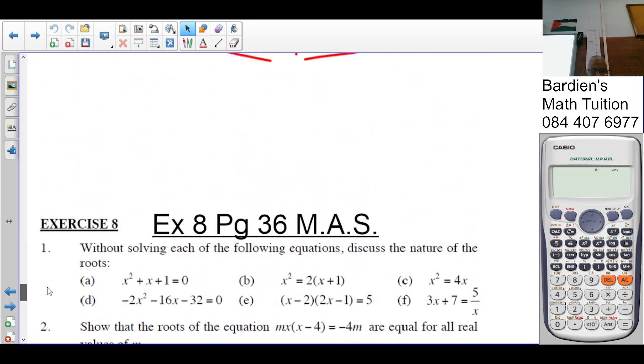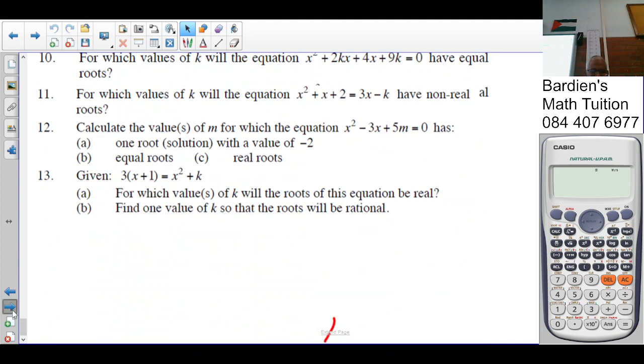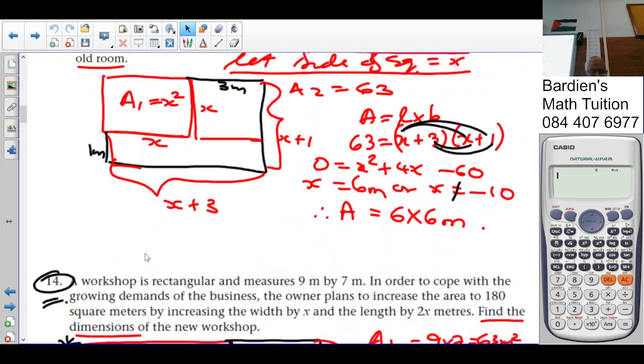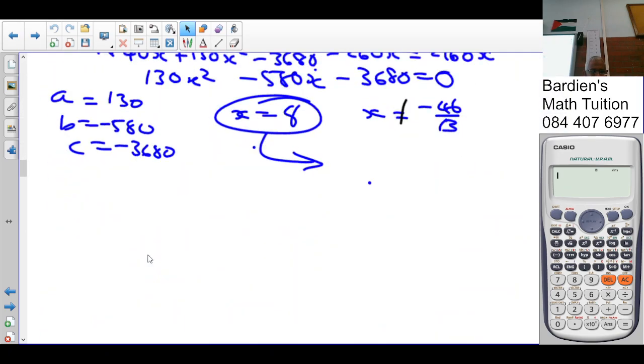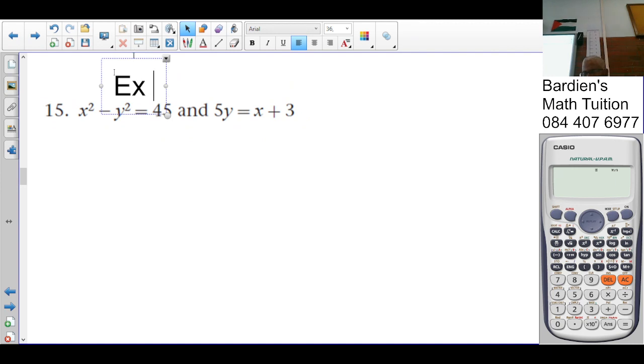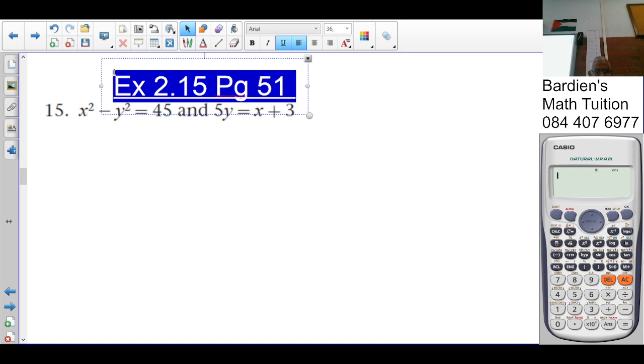Yes, your nature of roots is here, that's why I kept that thing. Okay, so it's 17. This is exercise 2.15, page 51, simultaneous equations. Okay.